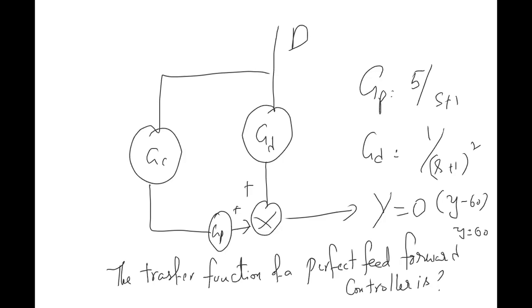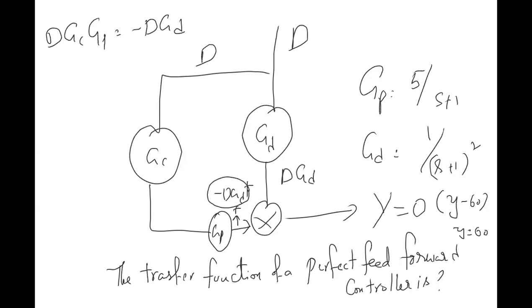Now, what is the signal here? D into GD. What is the signal that you should get here? Minus D into GD. So let's say this is D. So D into GC into GP is equal to minus D into GD. Clear? Here the signal should be minus DGD, so that DGD minus DGD will cancel. We will get y equal to 0. What is the signal? D into GC into GP. So D will cancel. GC is minus GD by GP. So minus GD by GP is minus 1 by 5 into (s plus 1).